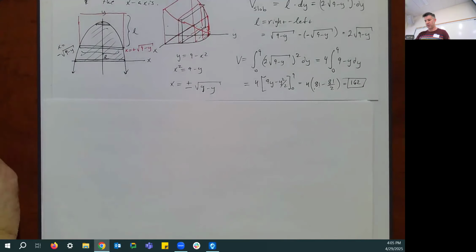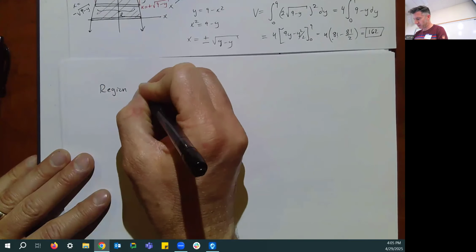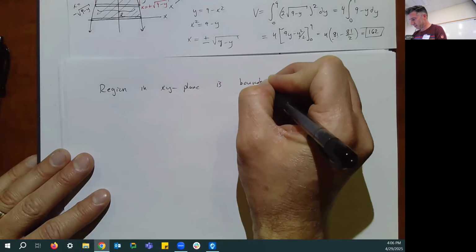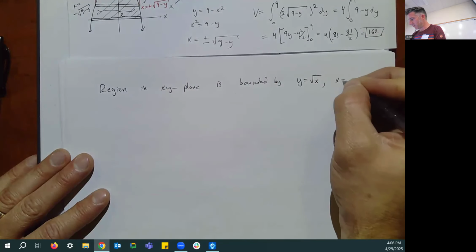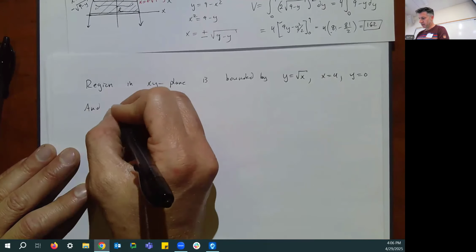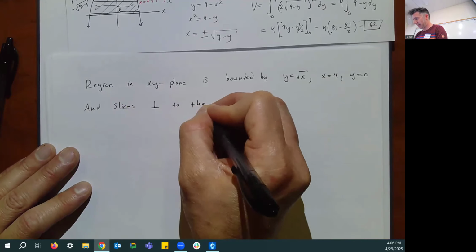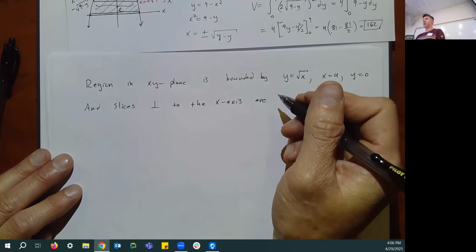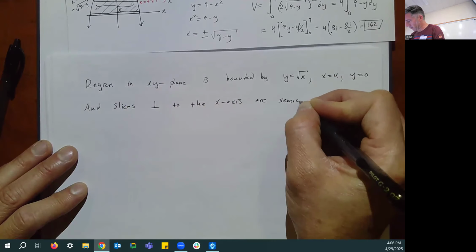I'm not good at writing these questions the right way, so here's what I'm going to say. The region in the xy plane is bounded by y equal to the square root of x, x equal to 4, and y equal to 0. And slices perpendicular to the x-axis, I do actually mean the x-axis this time, are, how annoying do we want to be here? Sure, let's go with semicircles. That's not that annoying.